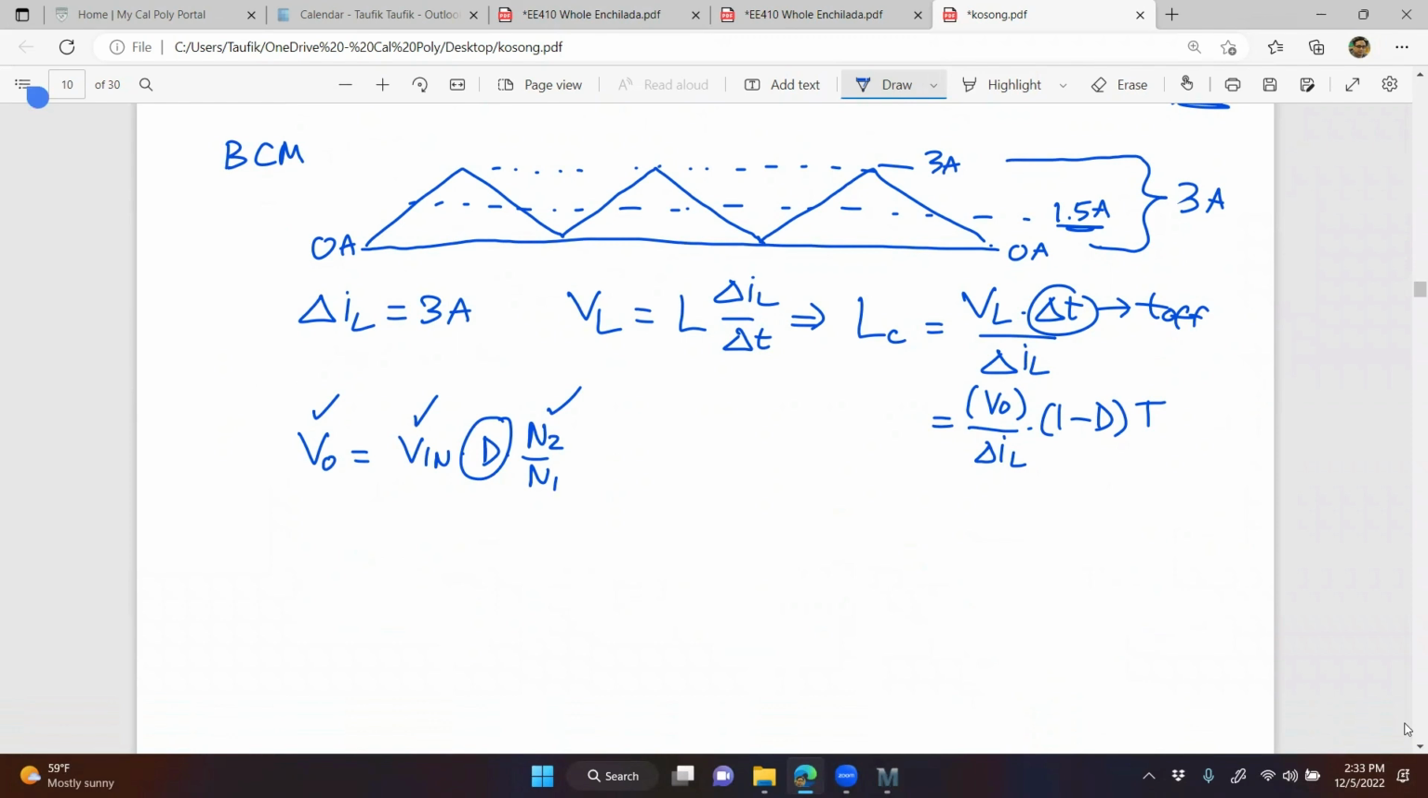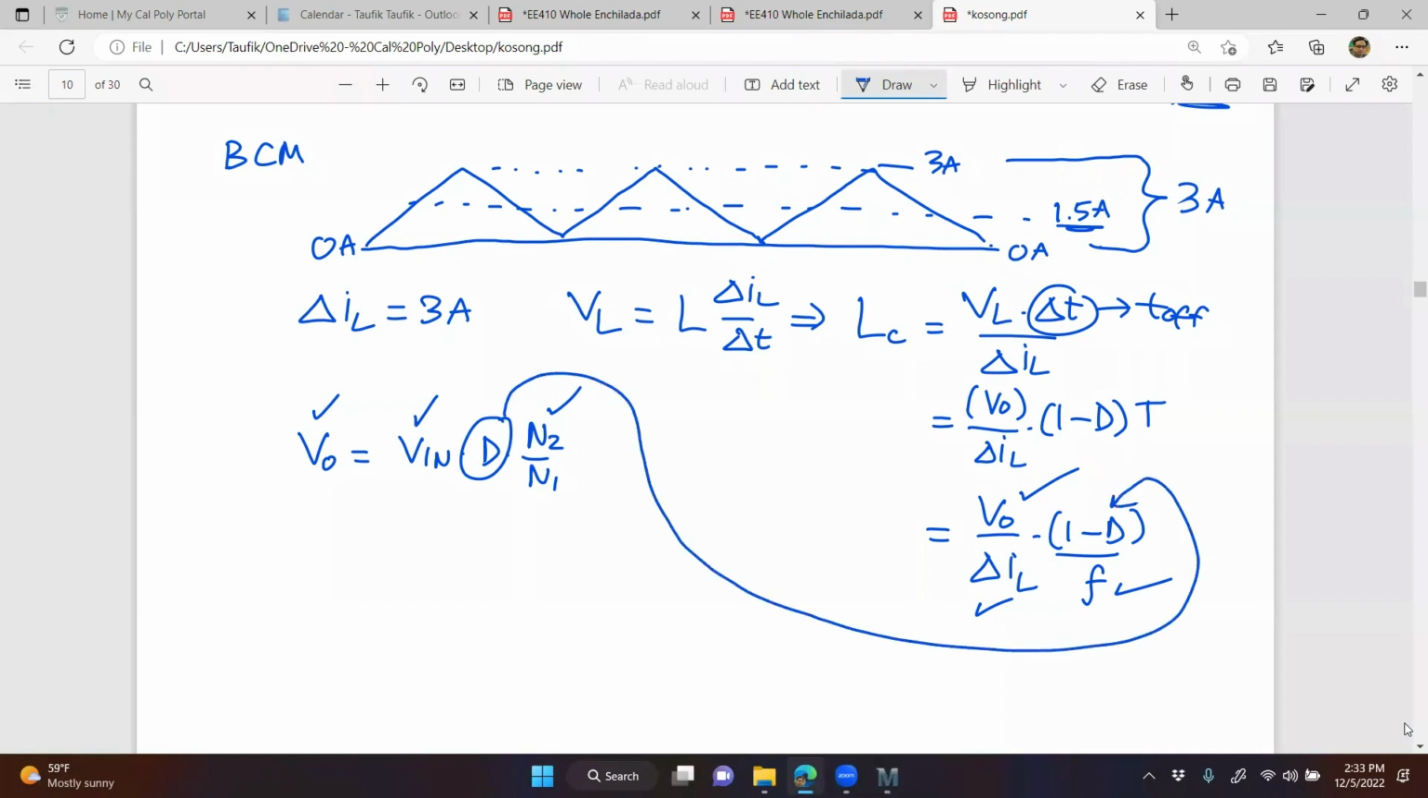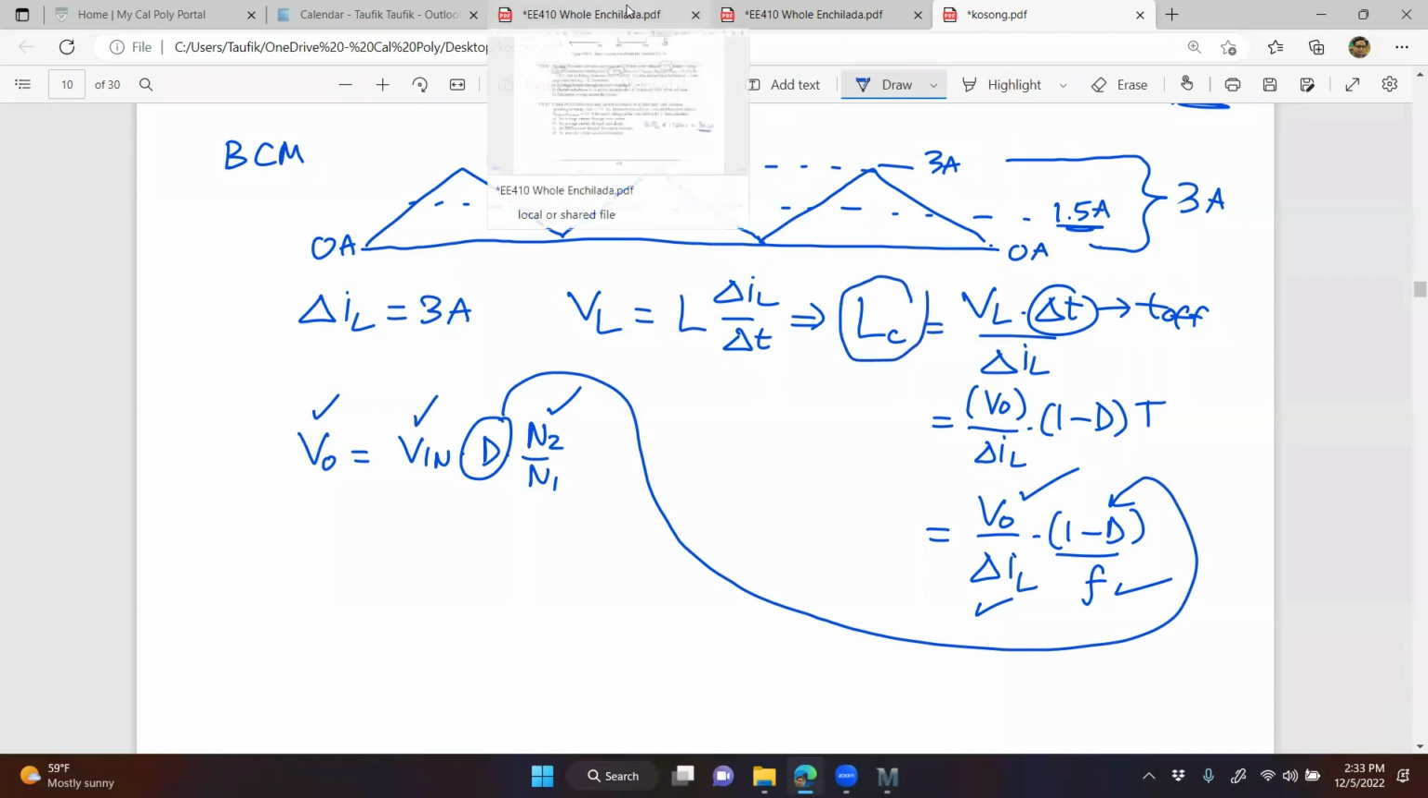Oops, actually, let me rewrite this. V out over delta IL, 1 minus D over F, right? We know V out, we know delta IL, we know frequency, right? And duty cycle, we got it from here, right there. All right. So once you get those, then you get L and C. Any question on this?